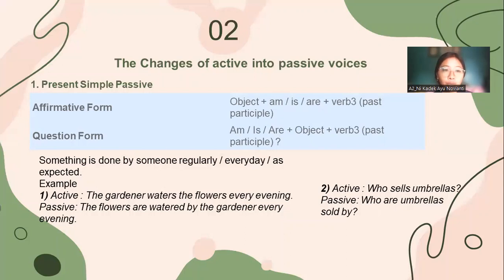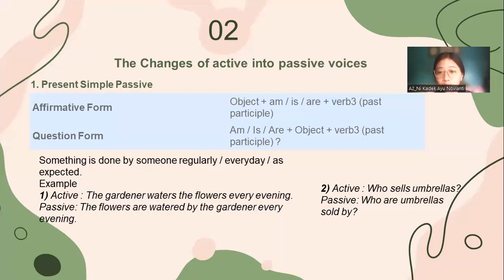The formula to make the present simple passive, the affirmative form, is object plus am or is or are plus verb 3 or past participle. To make a question, you can use the formula am or is or are plus object plus verb 3. For example, the active: the gardener waters the flowers every evening. The passive is: the flowers are watered by the gardener every evening.